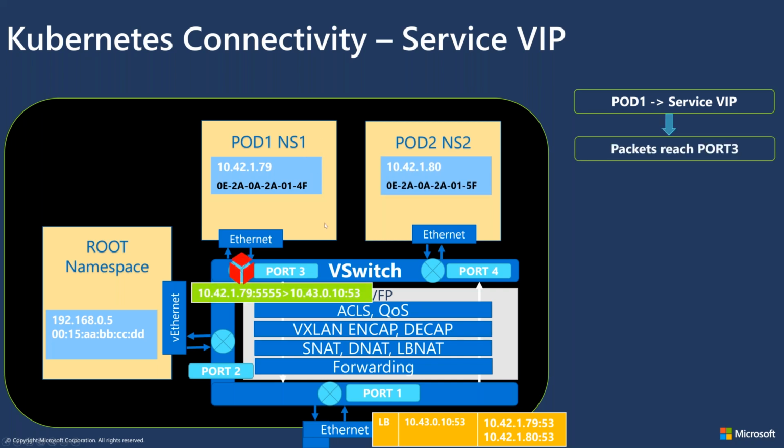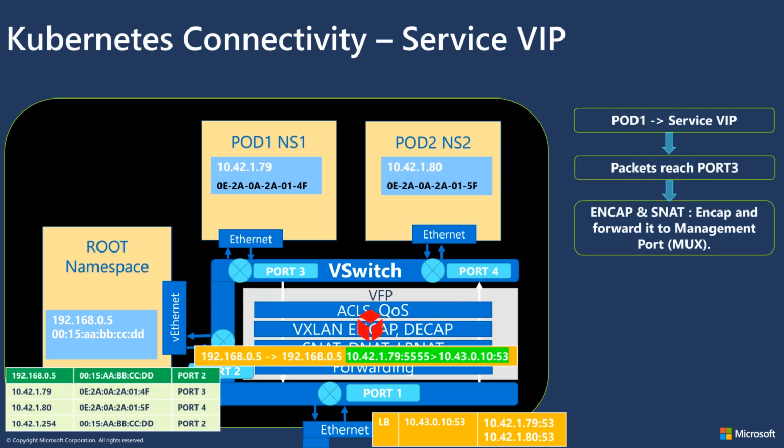The packet reaches port 3. Now, since the destination is a service web, there is a custom route rule that says to encap the packet and send it to the management NIC. So you can see that the inner packet is encapped with an outer header. This is like a within-a-host encap where it will not go out.